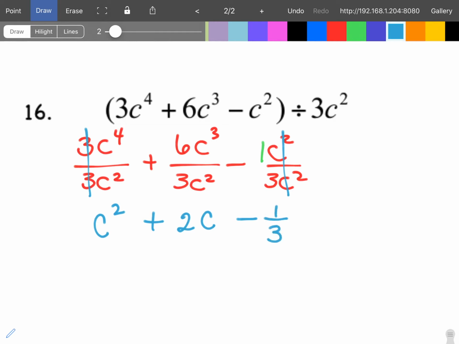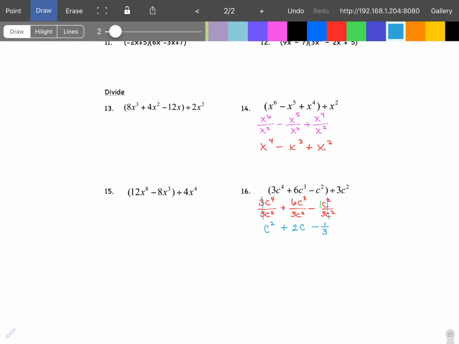All right, very good. That's the end of our lesson on adding, subtracting, multiplying, and dividing polynomials.